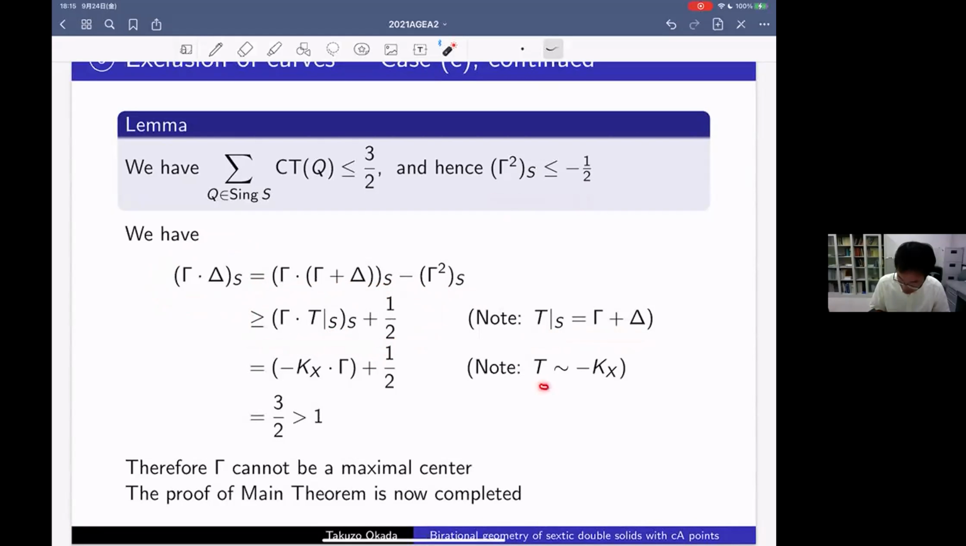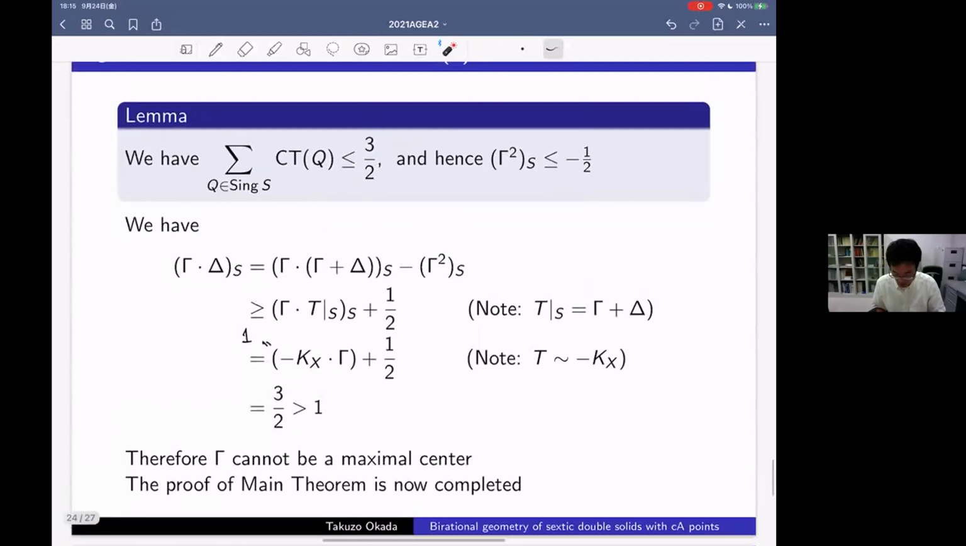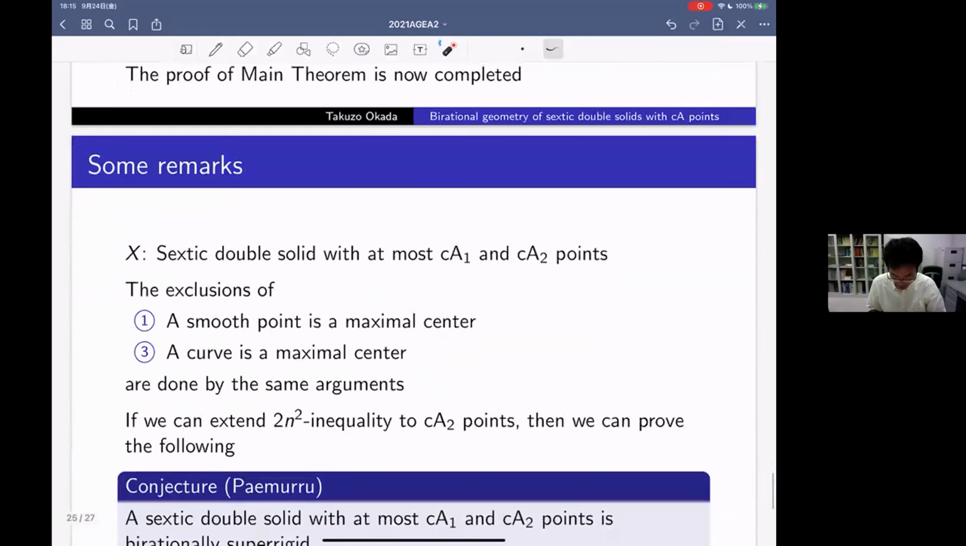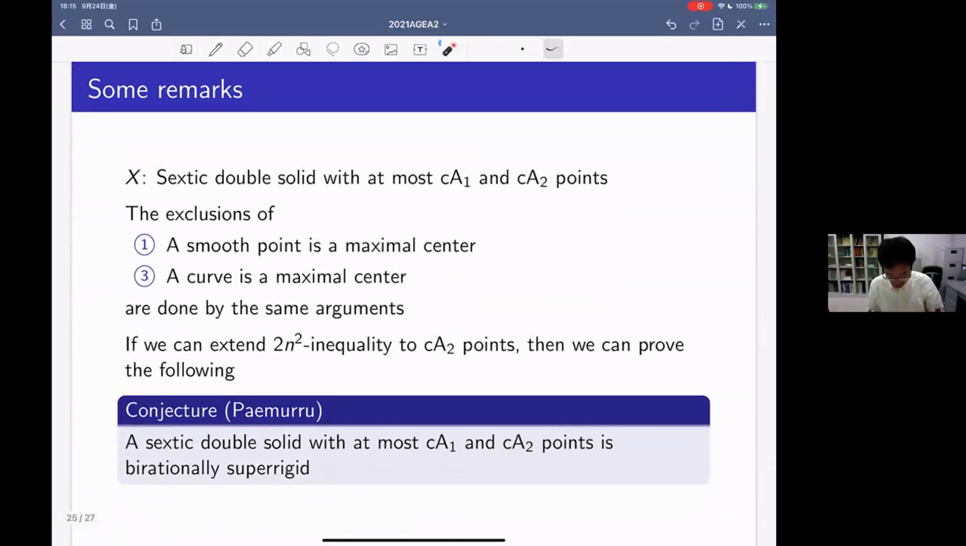And since t is linearly equivalent to minus K, we have this equality. And since this number is 1, we have this inequality. So we can show that this curve is not a maximal center. And the proof of the main theorem is completed in this way. So finally, sorry, but I need one minute.